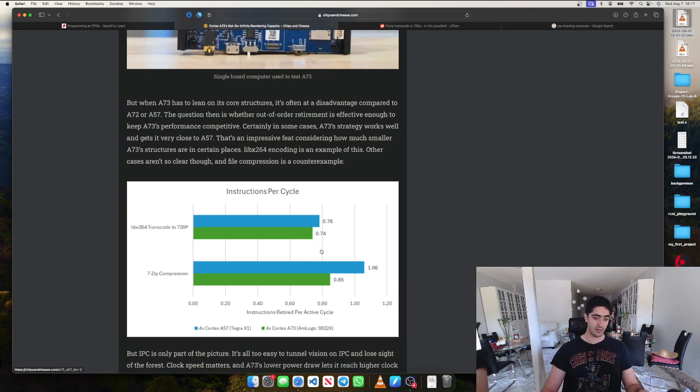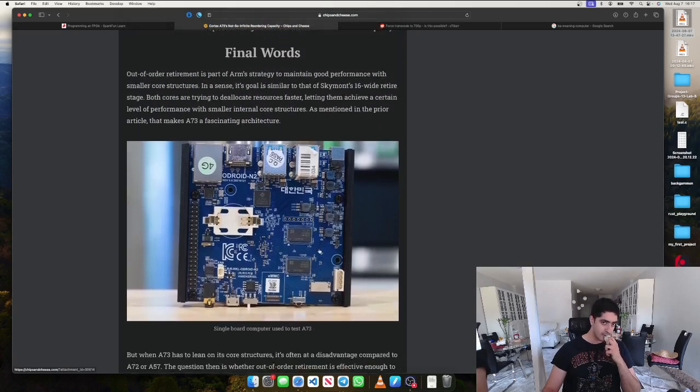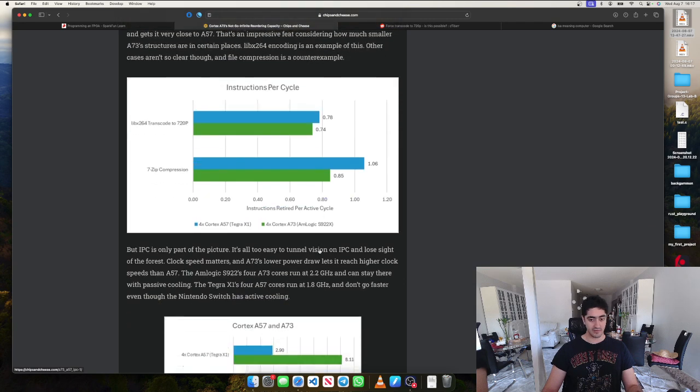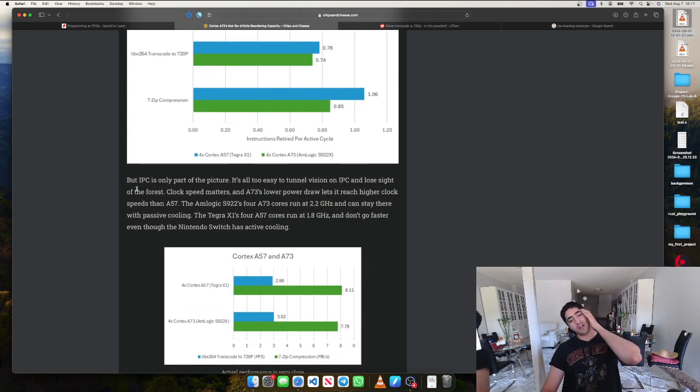Maybe it was the chip being smaller. A53 versus A57, I'm not sure. But IPC is only part of this picture. It's all too easy to tunnel vision on IPC.